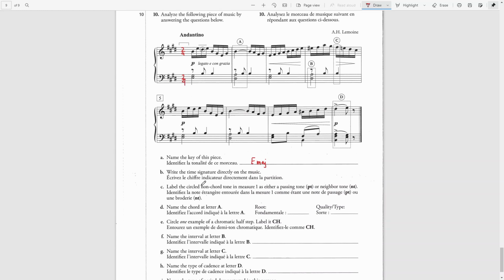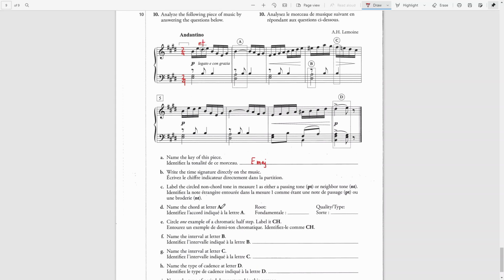Label the circled non-chord tone in measure 1 as either a passing tone or a neighbor tone. This is a neighbor tone because we depart from a chord tone and arrive at the same chord tone. So we will use NT.